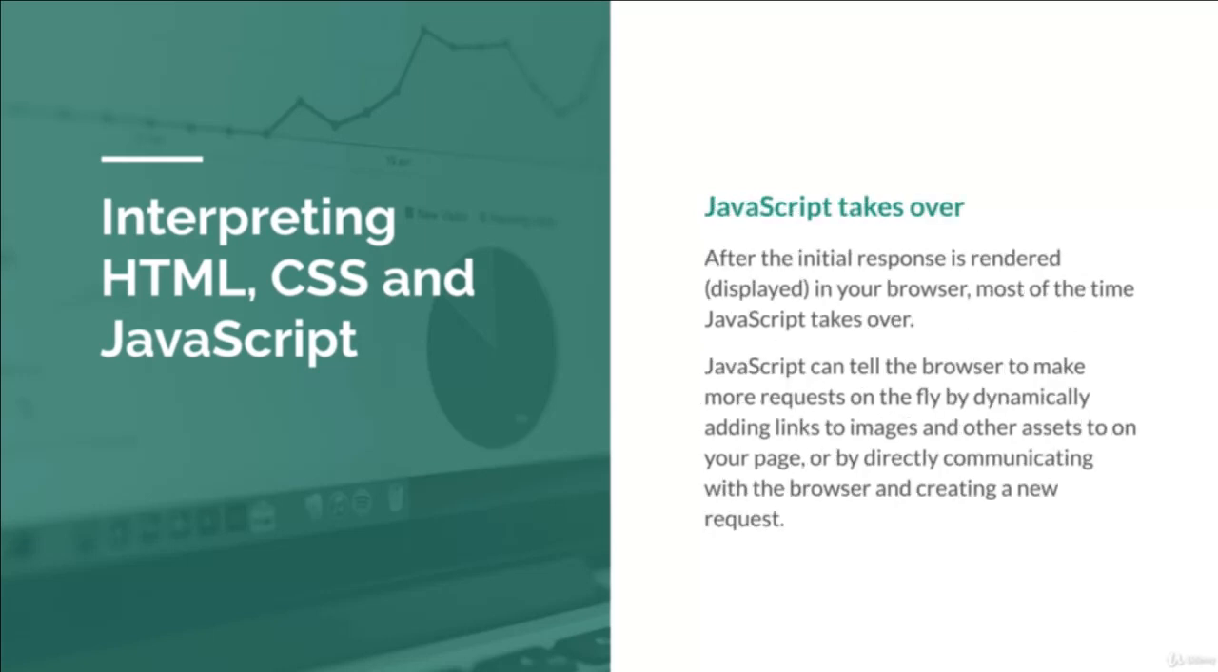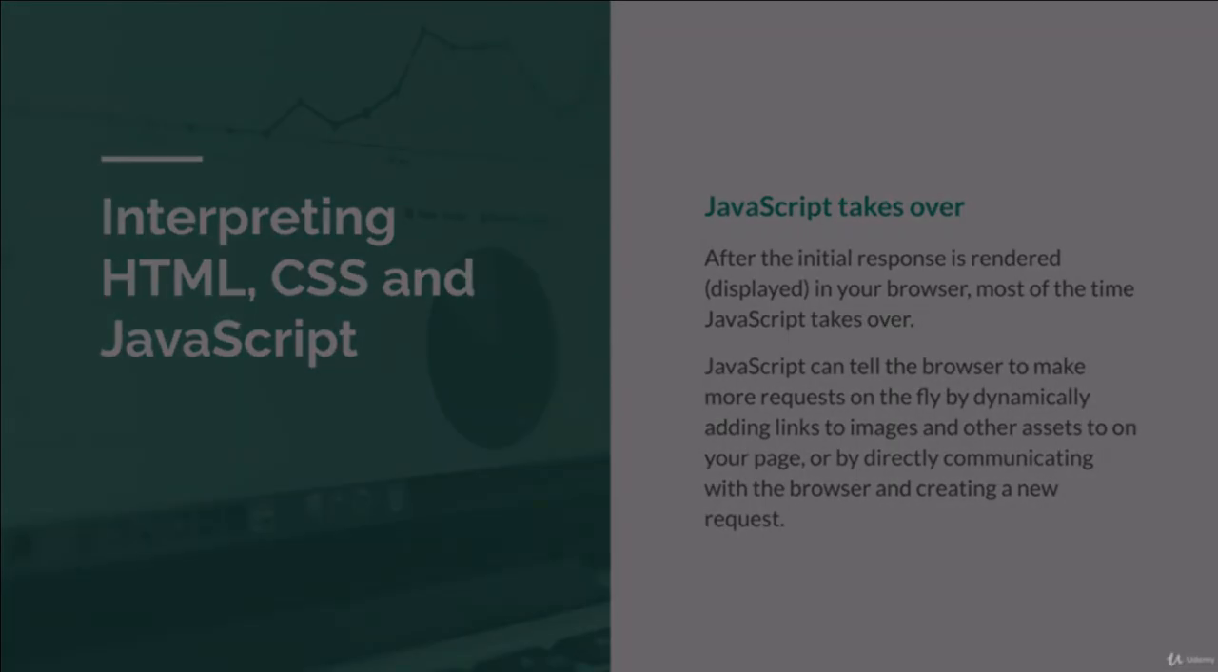But at some point, JavaScript is going to take over the browser, just because the browser has a particular purpose, but JavaScript also has its own purpose. So after the initial response is rendered or displayed in your browser, most of the time, JavaScript is going to take over. Not all the time, and sometimes there's some cooperation between JavaScript and your browser. JavaScript can tell the browser to make more requests on the fly by dynamically adding links, images, and other assets to your page, or by directly communicating with the browser and creating a new request. So JavaScript can make its own requests, but your browser can also make requests too.